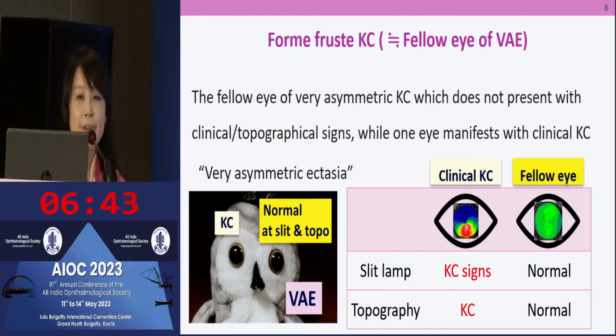As you know, forme fruste keratoconus is the fellow eye of a very asymmetric keratoconus, which does not present with clinical or topographical signs, while one eye manifests with clinical keratoconus. Sometimes this is called fellow eyes of very asymmetric ectasia.